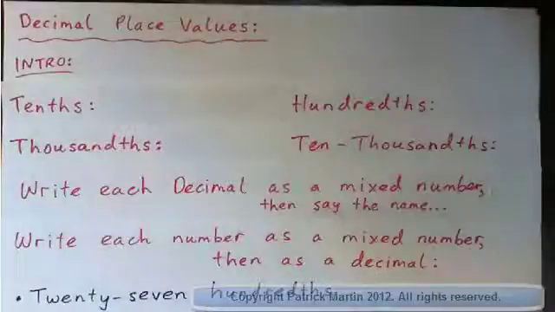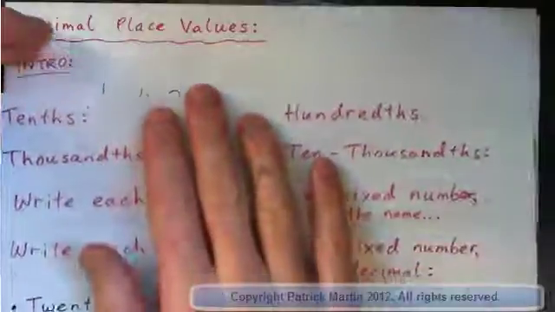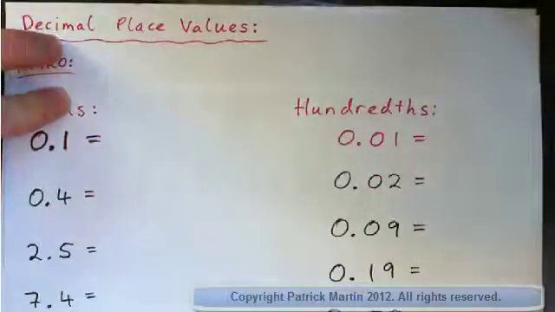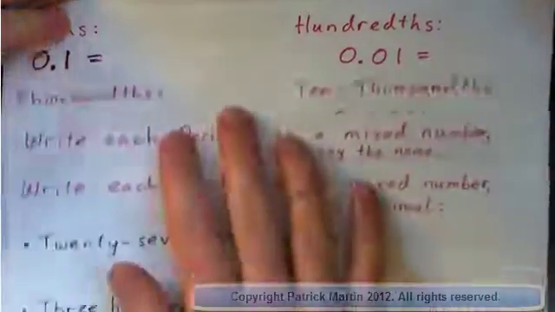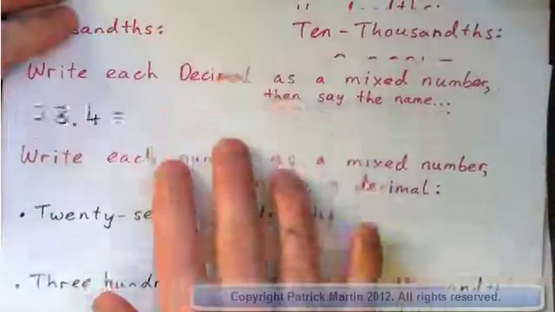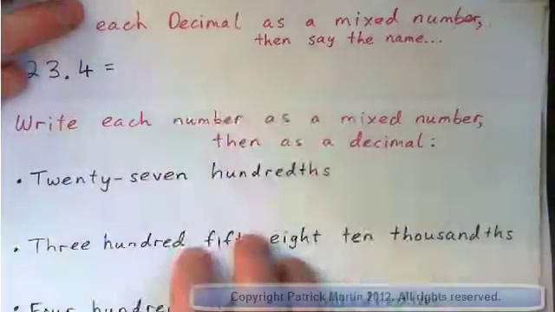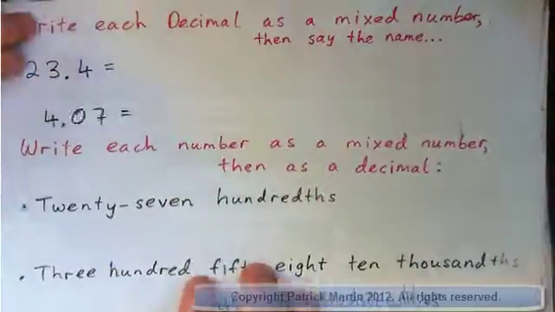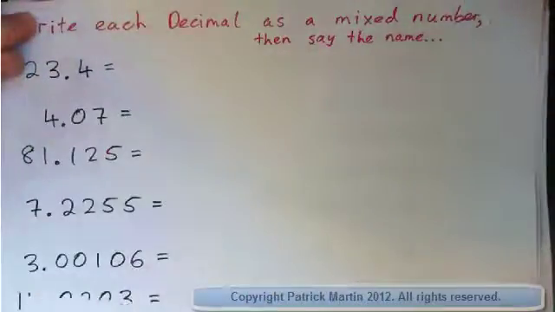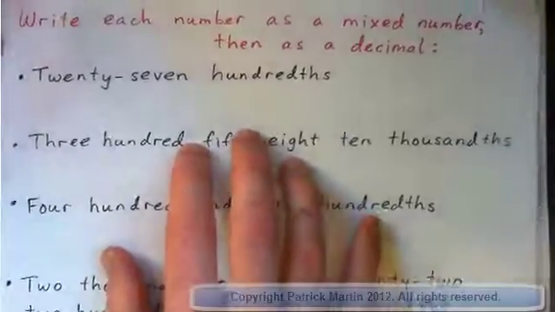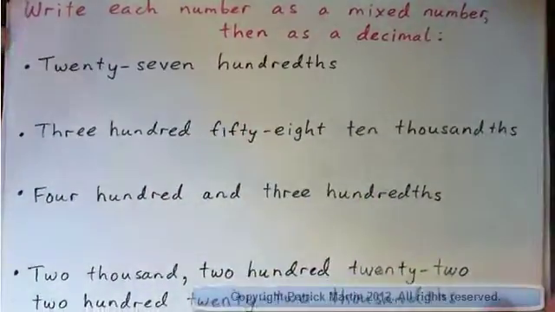Okay, in this video we're going to look at decimal place values. We'll just do an introduction and then we'll look at tenths and hundredths. Then we'll look at thousandths and ten-thousandths. Then we'll look at writing each decimal as a mixed number and then saying the name, reading the name of the number. And finally we'll write each number as a mixed number and then as a decimal.